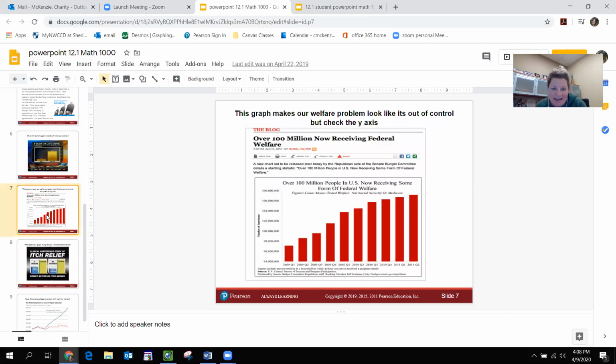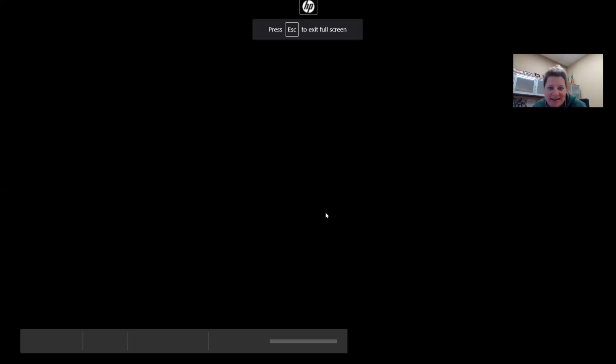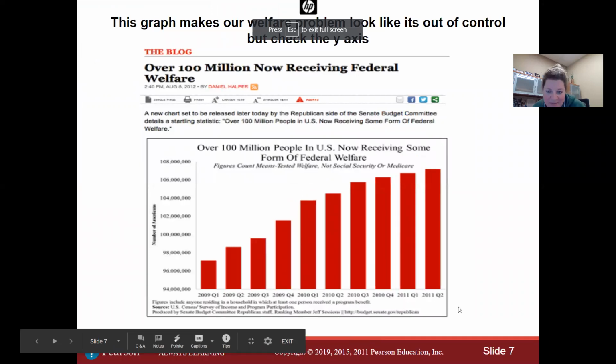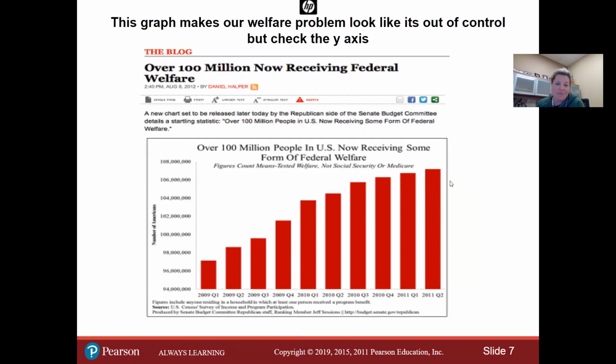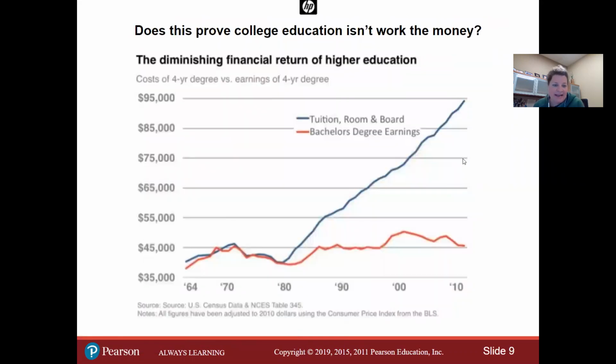Here's another one. This one's welfare. It's a little hard to read from there. Let me make it a little bit bigger. It's still a picture of a picture, so it's even a little bit harder. But on this one, we counted weird here, we counted weird here, and so that made this one look like, wow, we're going way, way up with people receiving welfare, but really it was misleading. Check the y-axis. Yeah, the y was off on that one.